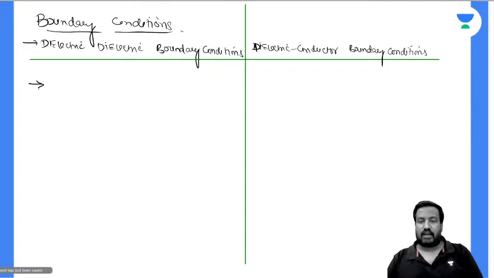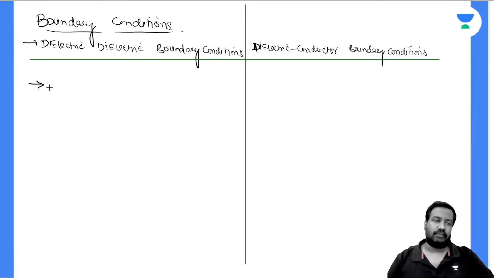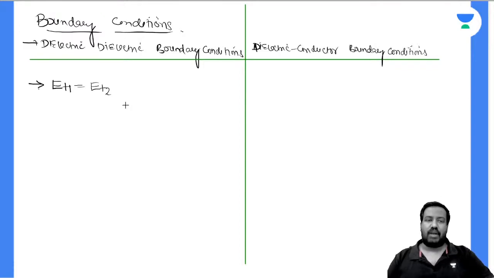The condition that we got. What's the first boundary condition? Anyone? First boundary condition that we got, ET1 is equal to ET2. Tangential component of electric field is continuous across the boundary of discontinuity. It is unconditionally continuous.